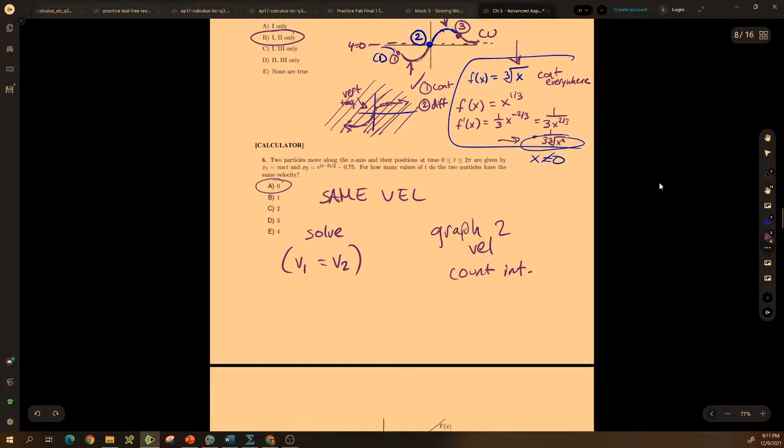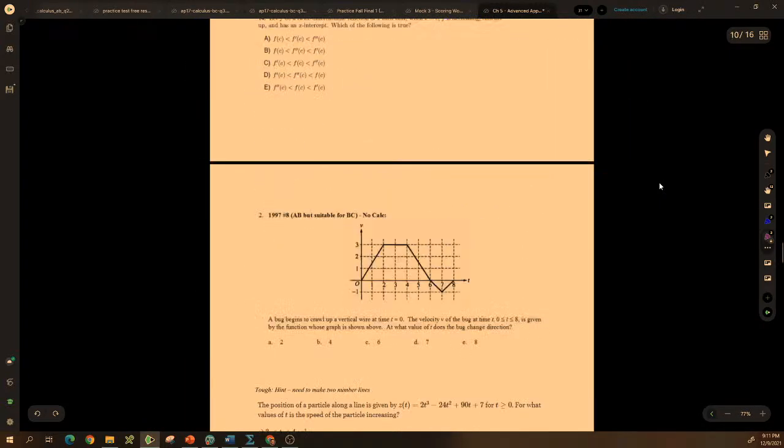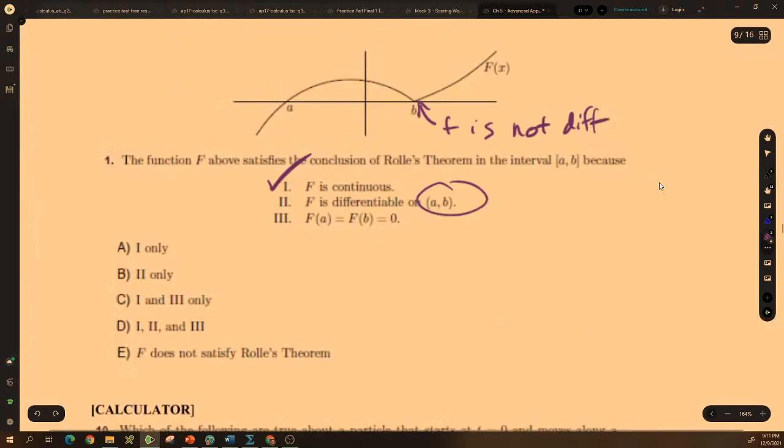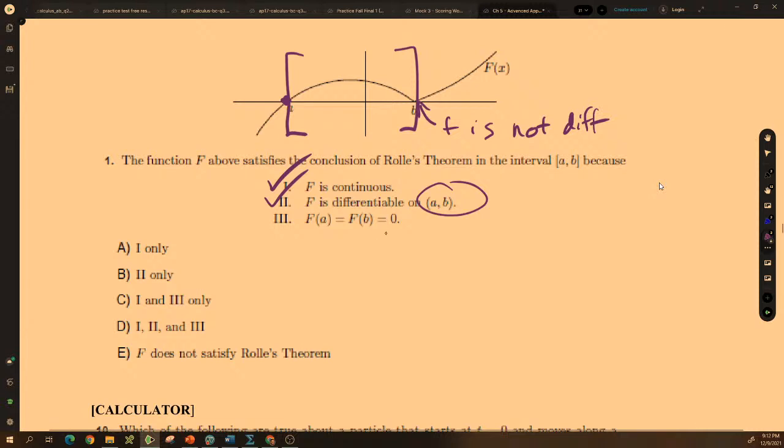Oops, my zoom just got messed up. We care about in between a and b. That's all we care about. So basically, from this point to this point in between there, it is differentiable. And f of a equals f of b, they're both 0. That's true. They don't have to be 0. They could both be 6. They could both be 4. They just need to be the same. So this is all three answers.